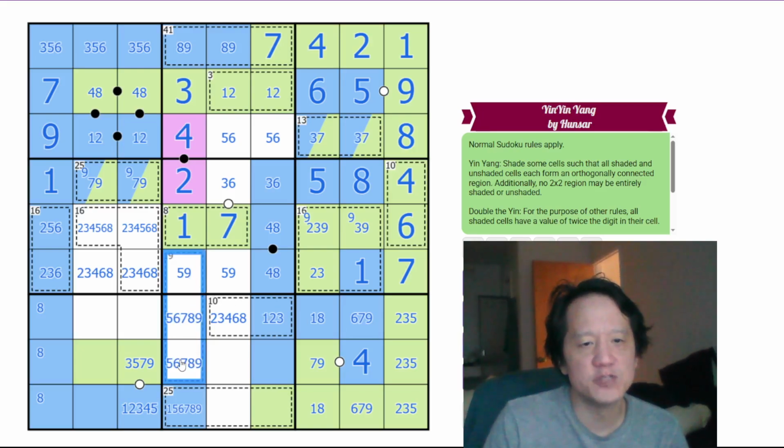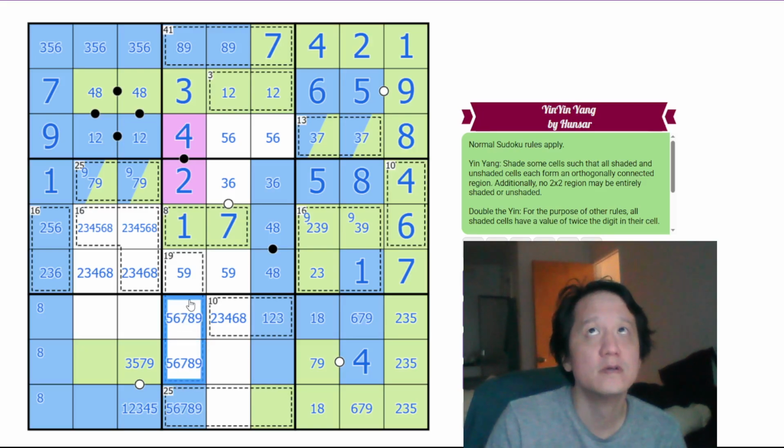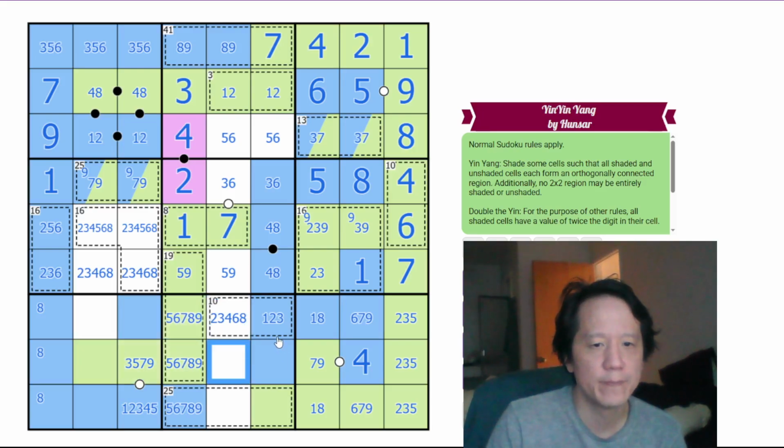Can any of these be doubled? No. Because if any of these are doubled, that's at least 5 doubled, which is 10. And the other two minimum would be 6 and 7, which would add up to 13 plus 10, which is 23, which is already greater than 19. So none of these can be doubled. Since none of these can be doubled, this has to be doubled here because of the 2 by 2 area.